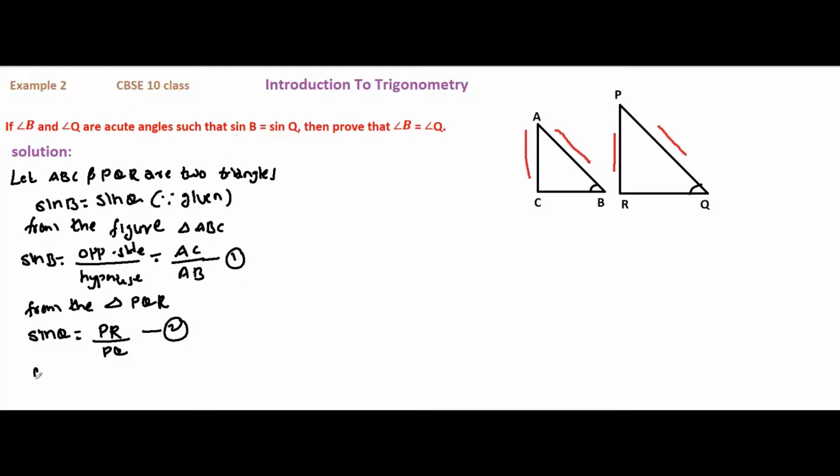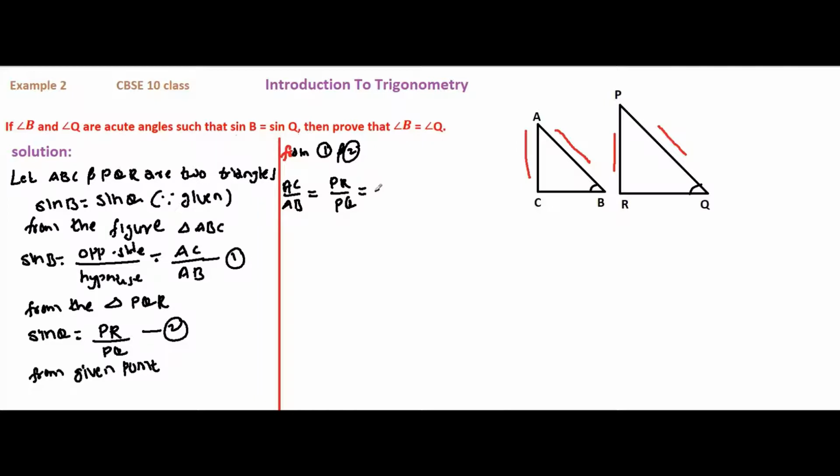So from the given point, from equations 1 and 2, what we can write: sin B equals sin Q. That means AC by AB equals, from equation 2, PR by PQ. Let us take both equal to X.